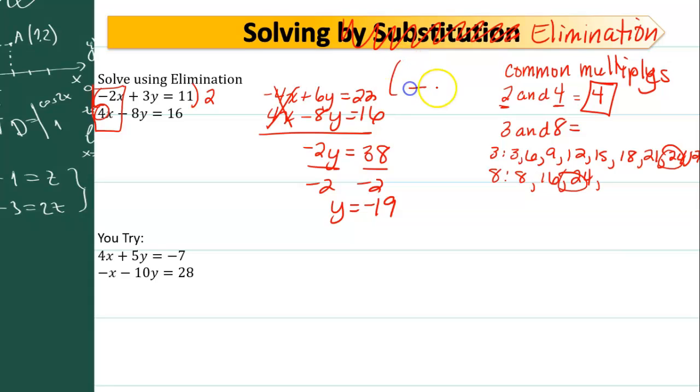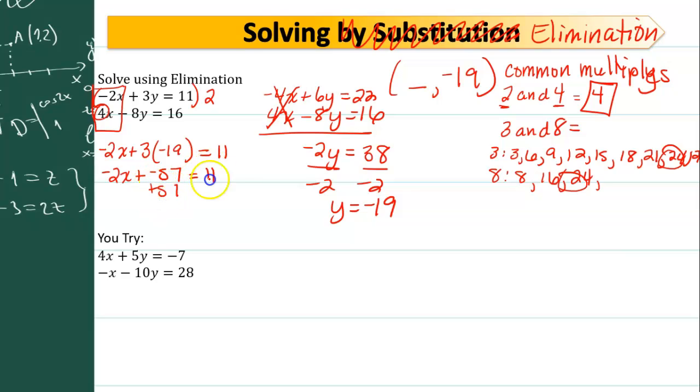So remember, my answer is supposed to be a coordinate pair. I only have one half of my answer. I'm going to use the top equation because it's a little easier. Negative 2x plus 3y equals 11. I'm going to replace the y with negative 19. I definitely don't know what 3 times negative 19 is in my head, so I'm going to get out my calculator. 3 times 19 becomes 57. So this is negative 2x plus negative 57, or minus 57, equals 11.